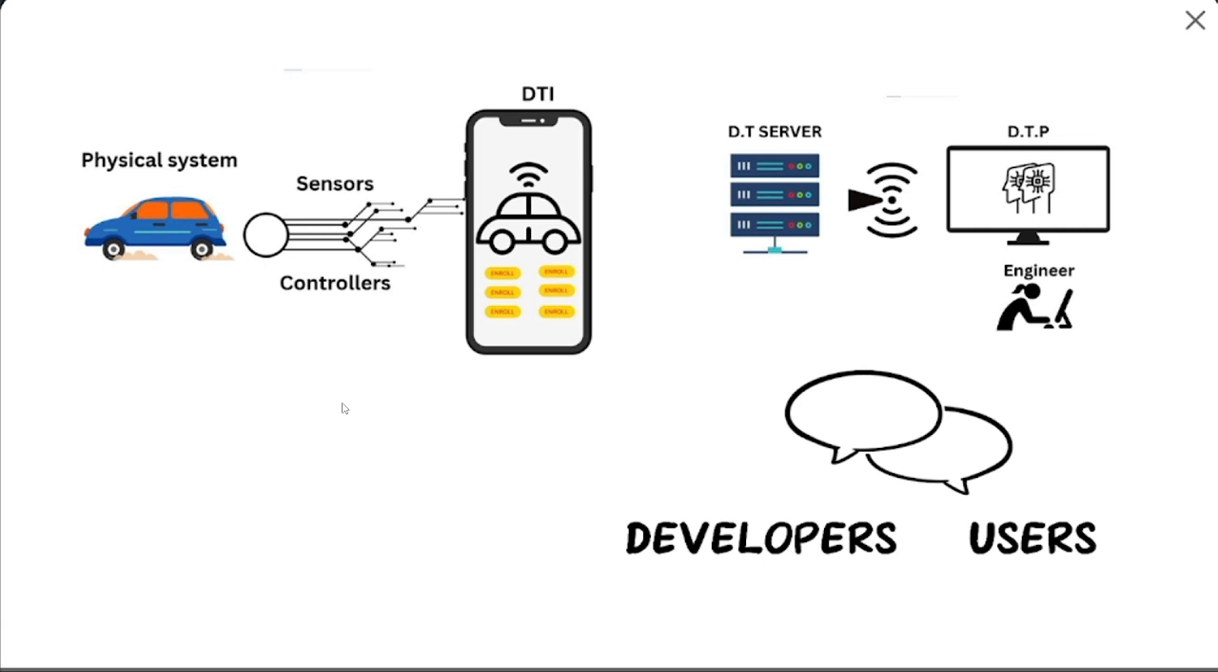By connecting the digital twin to the physical entity through the Internet of Things, IoT, and live sensor data, the DTP becomes a platform for testing and validating ideas before investing resources in physical production.